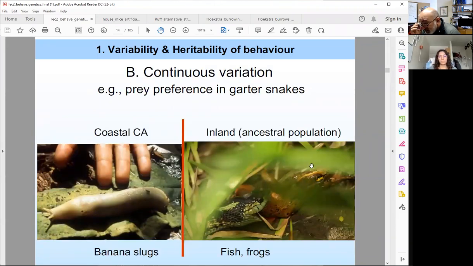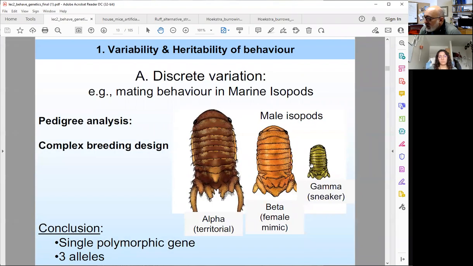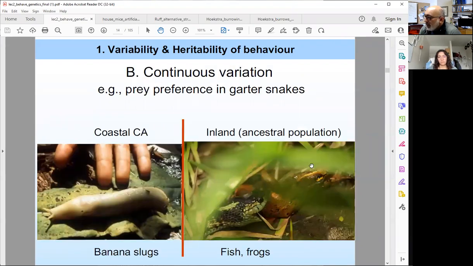There's also continuous variation. So what I've just described to you are examples of discrete variation. There's continuous variation as well. That is, you could have variation in a behavioral trait that follows more of a normal or bell-shaped curve. And here's an example looking at garter snakes. On the bottom right, you can see a garter snake eating a frog. That is the typical diet of inland garter snakes.